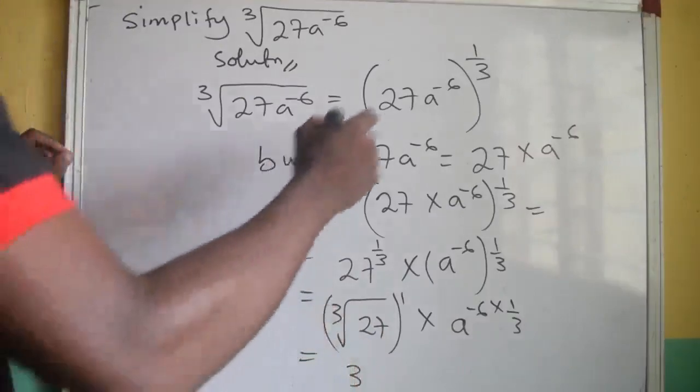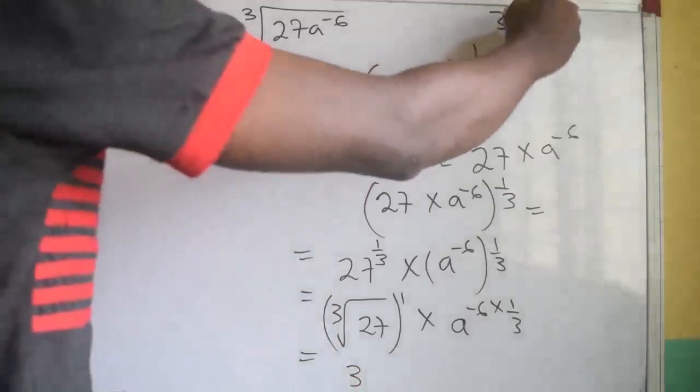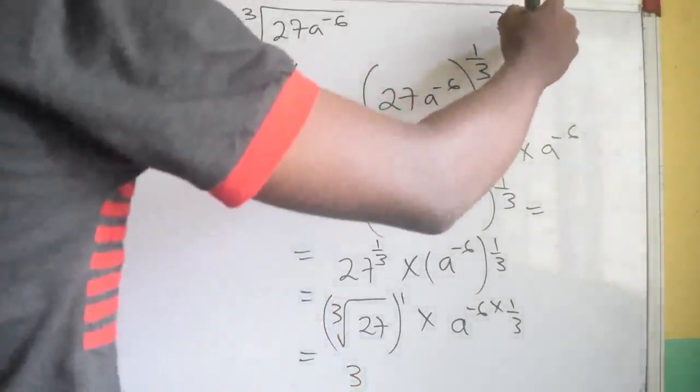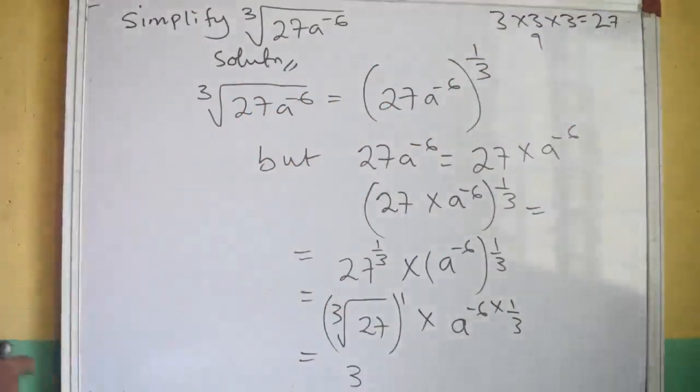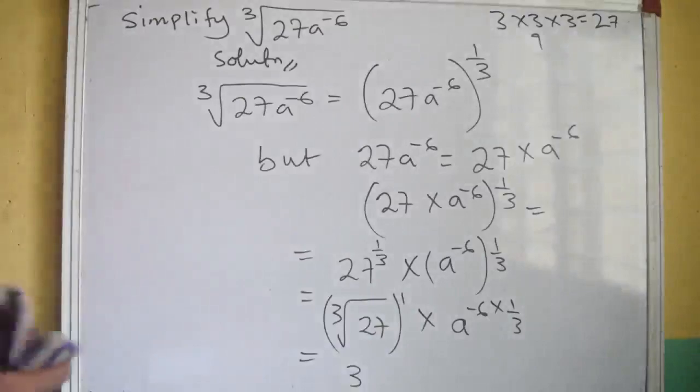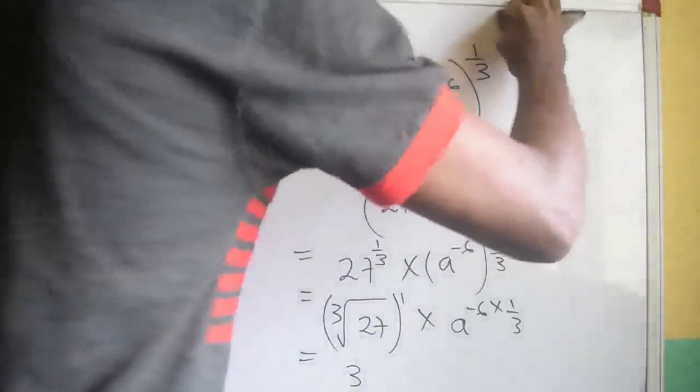The answer is 3. If you check it, 3 times 3 times 3: 3 times 3 is 9, 9 times 3 is 27. There is no other number that will multiply itself 3 times to give you 27. Only 3 can do that. Okay, so kudos to 3.